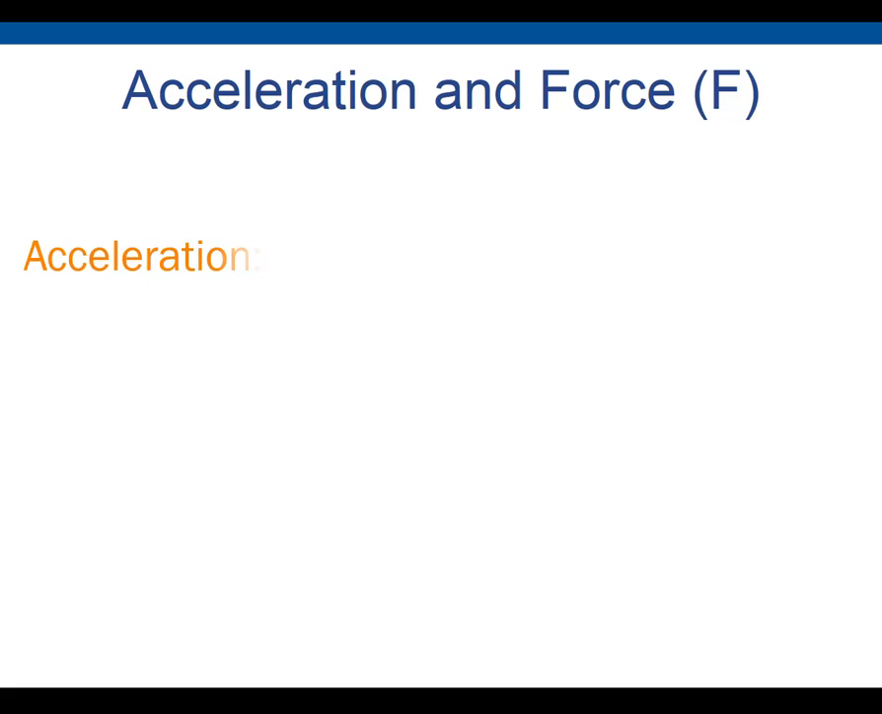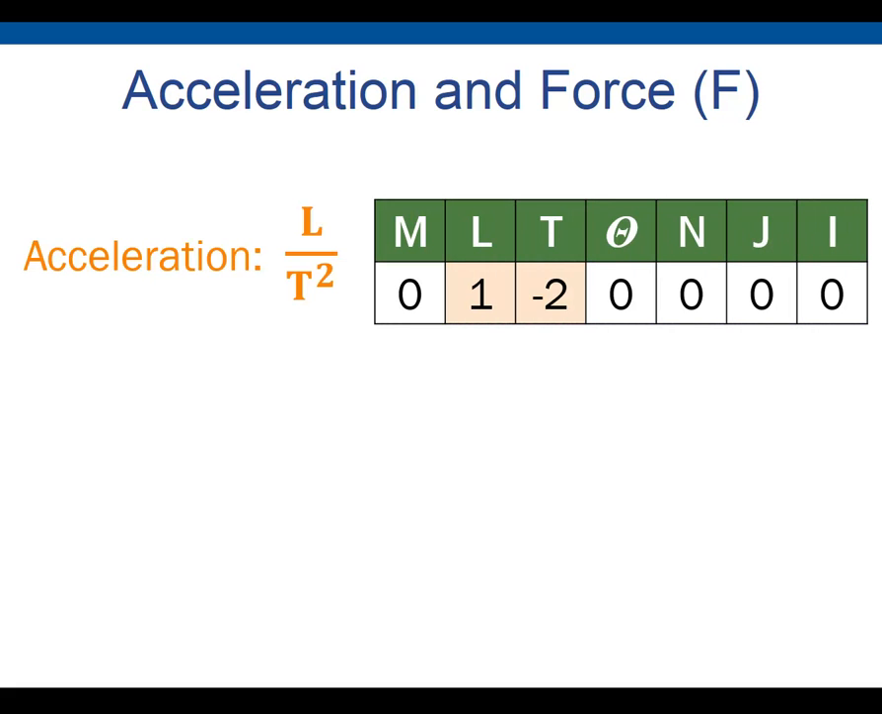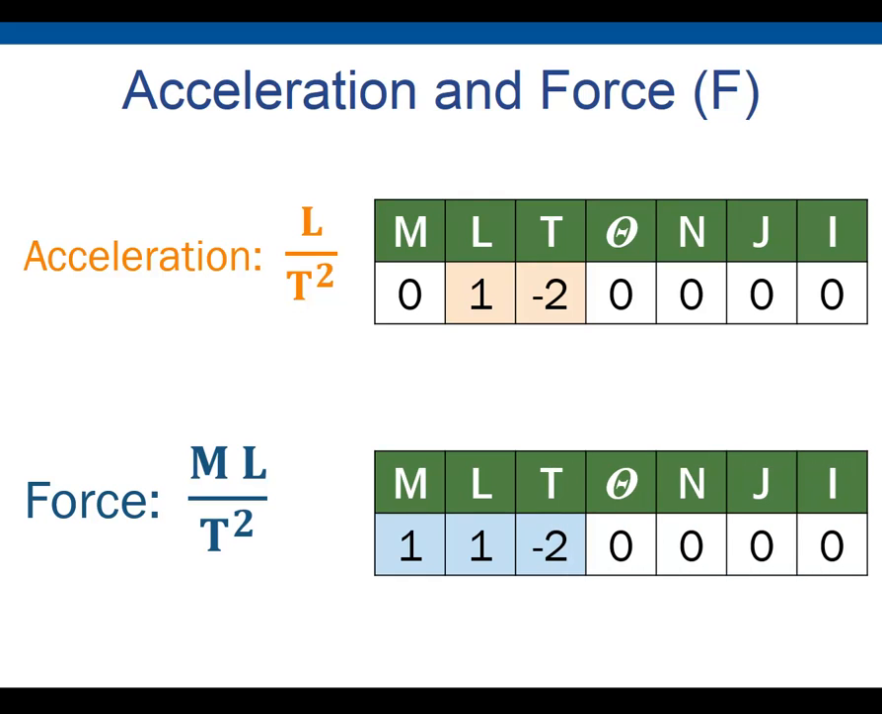What is the acceleration dimension? For acceleration, we have 1 L and then negative 2. Negative 2 because it's in the denominator, so that's why I said negative 2. Here, for force, we have 1 M, which is mass, 1 length, and then negative 2 time.